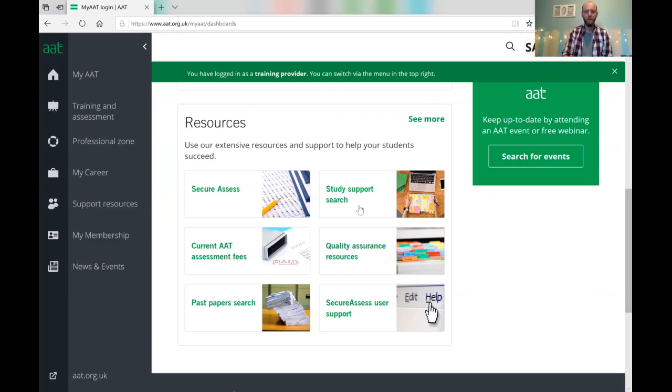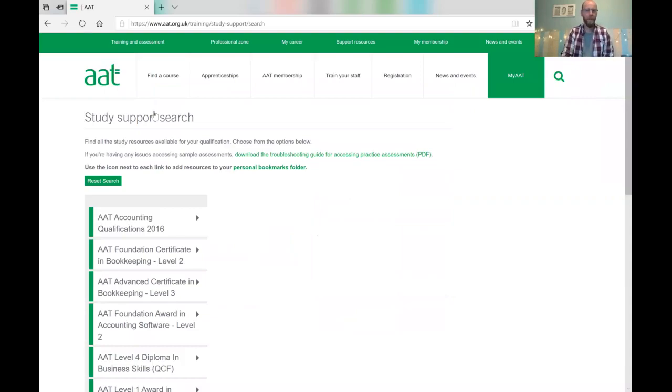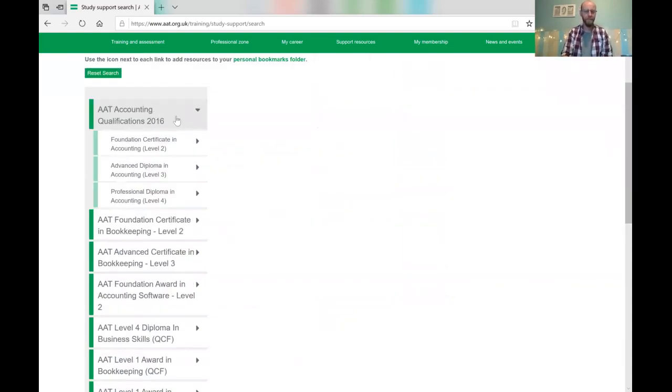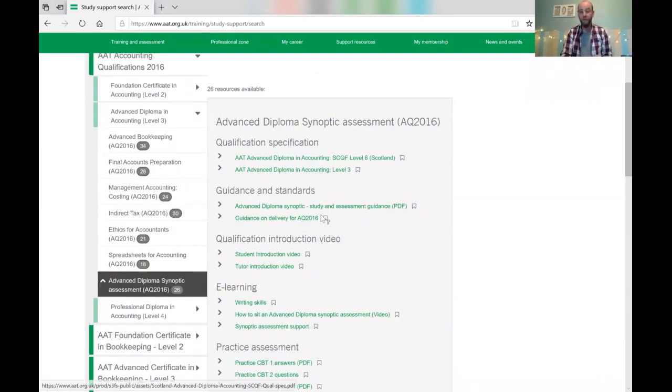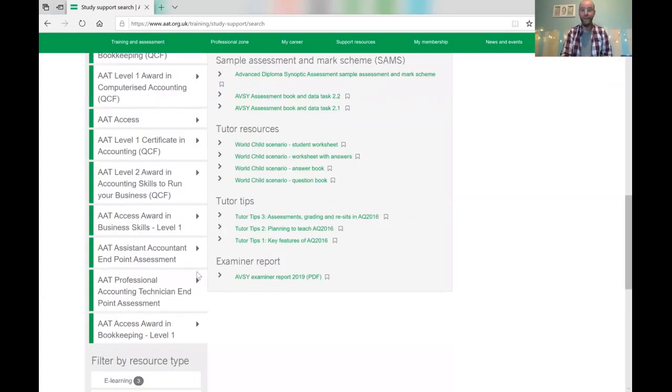You want to head over to Study Support Search. And then once you're in there, AAT Accounting Qualifications 2016, Advanced Diploma in Accounting Level 3. Then we're going to scroll down and it's the Advanced Diploma Synoptic Assessment. That's the one we're looking for. There are lots of different resources in here, but we're looking specifically for the examiner's report. Just take our time to scroll down and we can find it here at the bottom. Then just click on the PDF and it should open up.